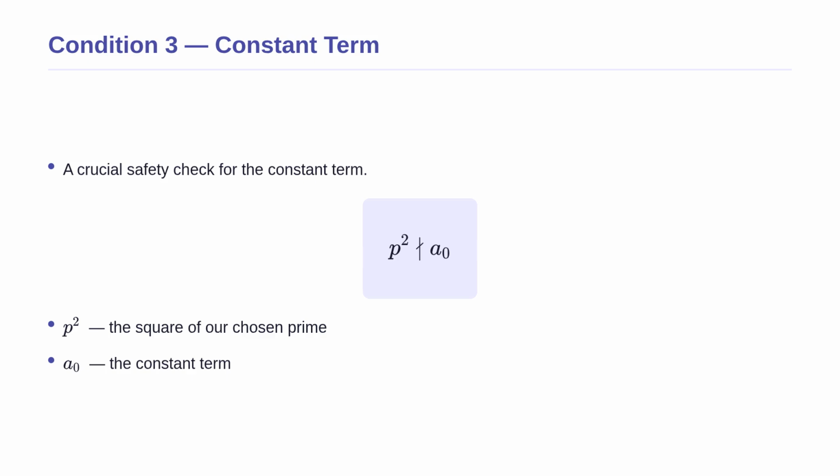Finally, we reach the third condition, which acts as a crucial safety check. We take our prime number p and square it. This squared value must not divide the constant term, a sub 0. Why is this important? If p squared does divide the constant term, the polynomial might actually be reducible, and the criterion cannot guarantee anything. Only when all three of these conditions hold true simultaneously, p does not divide the front, p divides everything else, and p squared does not divide the end, can we confidently declare that the polynomial is irreducible.